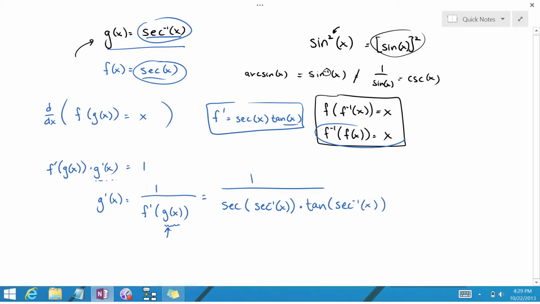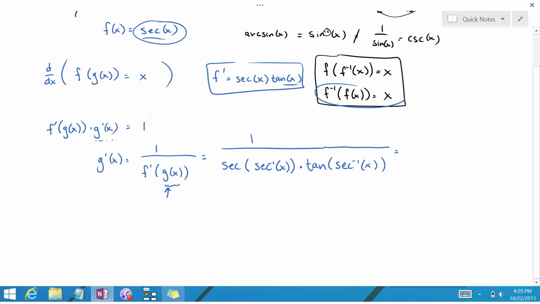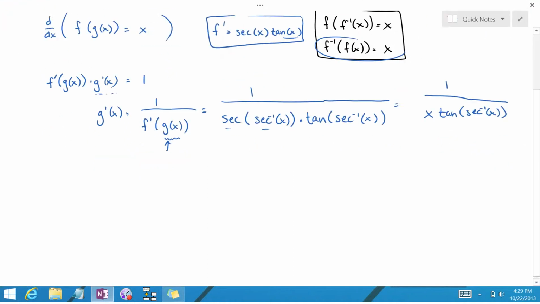So that's tan of secant inverse of x, just like that. And you'll notice this simplifies a little bit. For example, the secant cancels with the inverse secant, and again, for exactly the same reason, that's just x. So that's 1 over x times the tangent of the inverse secant of x. And for what it's worth, that is a technically correct answer. But you're probably not going to get full credit if that's what you leave your answer as.